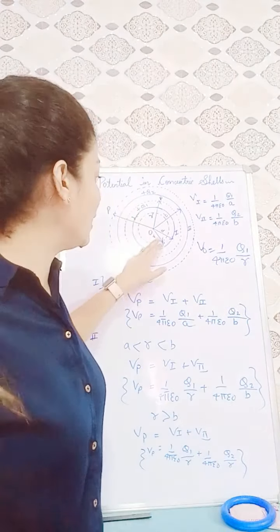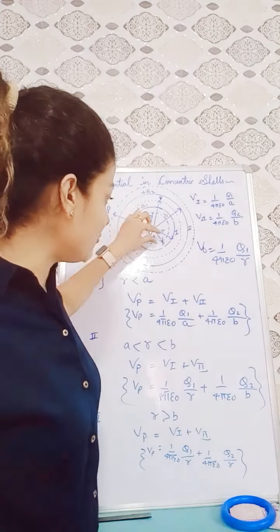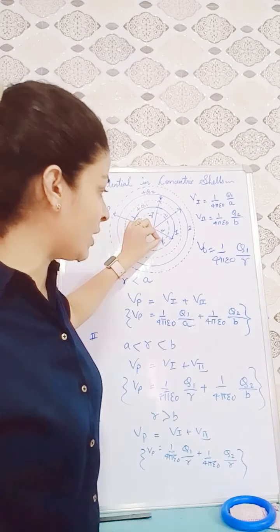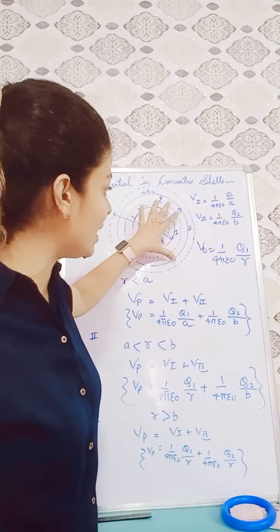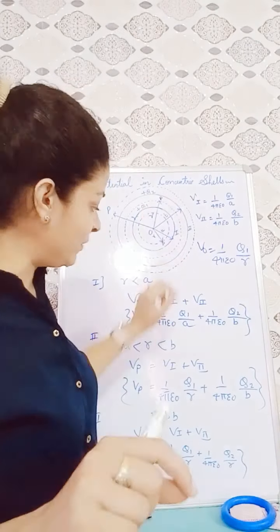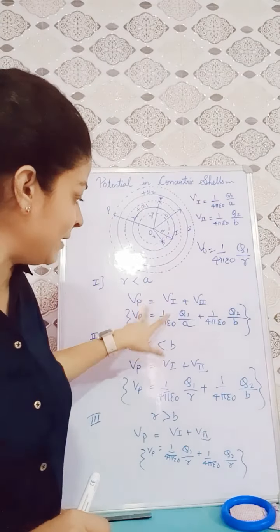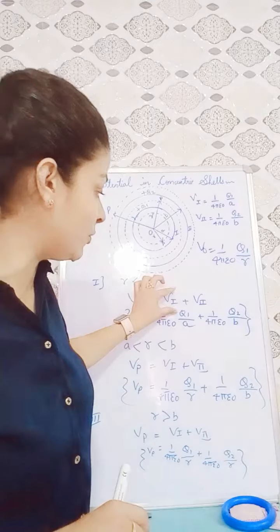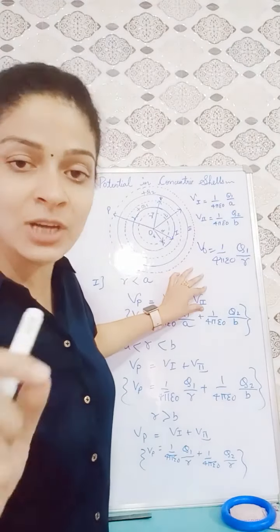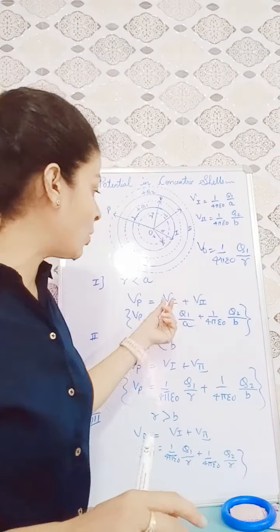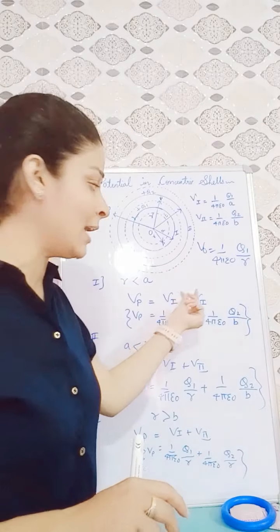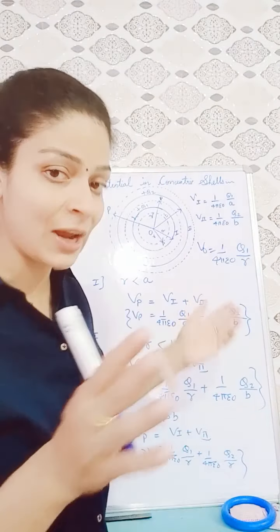Now see, this is a point. If we see, we want to calculate the potential at a point P due to the first shell and due to the second shell. So we can write the potential at point P will be equal to the sum of the potential due to the first shell and the potential due to the second shell. So what is the potential due to the first shell and the potential due to the second shell? We'll try to understand it.